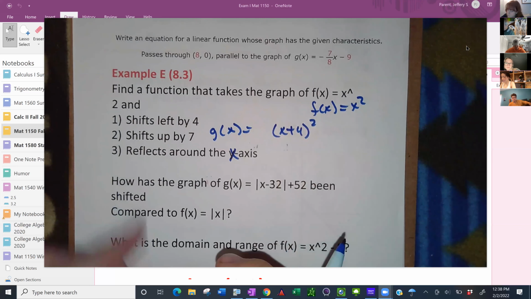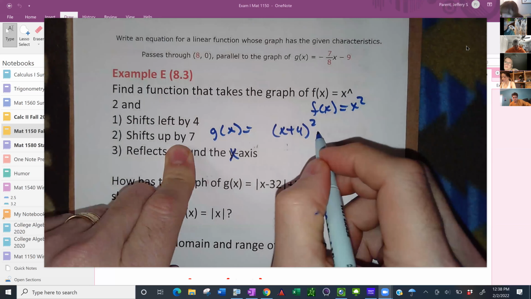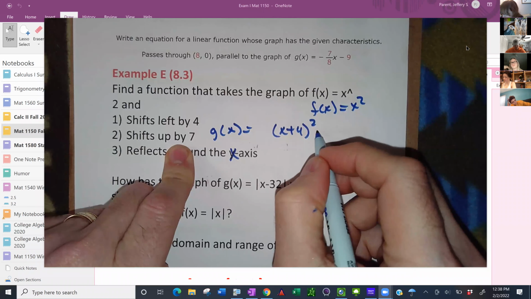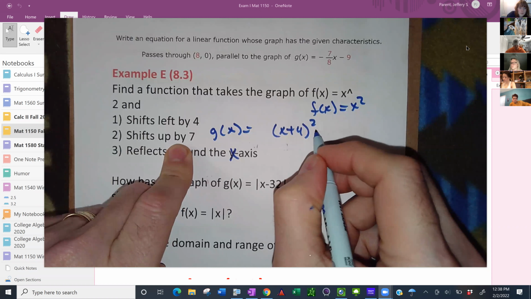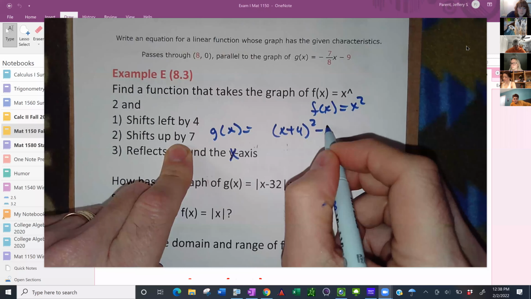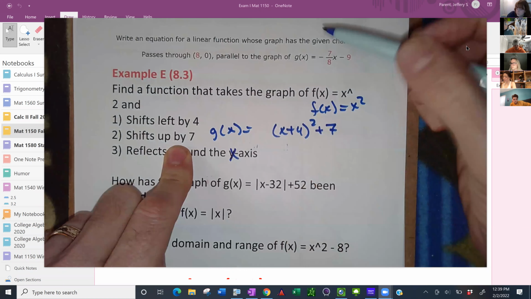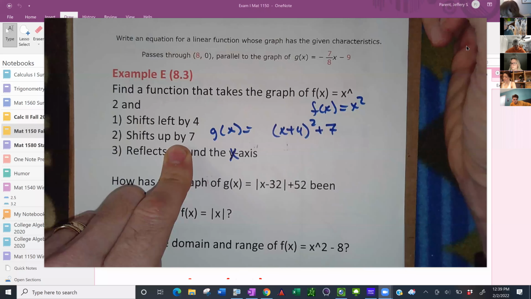How about your vertical shift? What should I do for that one? Minus 7 or plus 7? Plus 7. Your vertical shifts actually behave like you would want. Plus 7 is up 7, minus 7 would be down 7.